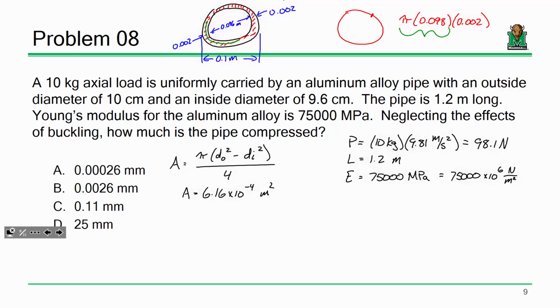Now, why did I calculate that? I've got a P, an L, an E, and an A. Let's see if you all remember this. If I have a bar, which is essentially what I've got, an axial bar, and I'm either yanking on it or squishing it, how do I compute the deflection? How much it shrinks? Remember that?